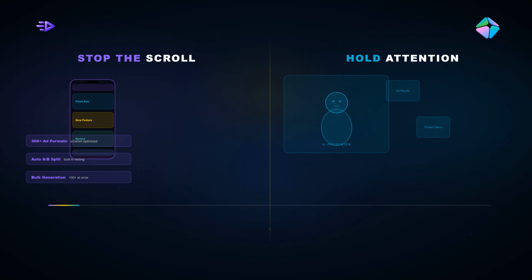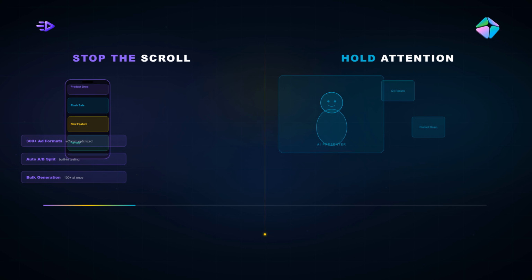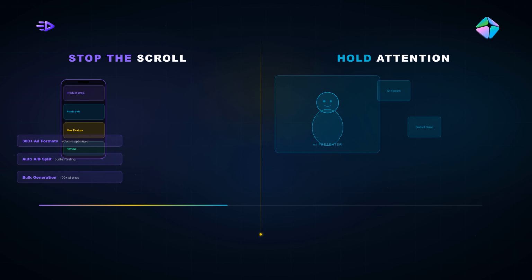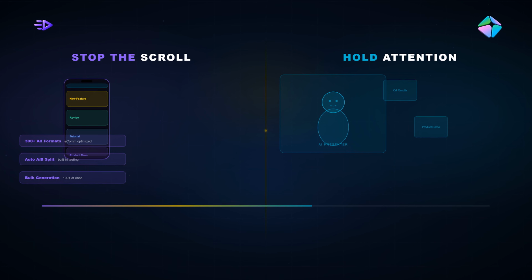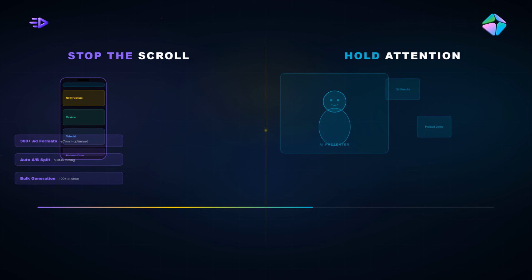A Creatify video is optimized to stop a scroll. It looks like a performance ad because that is exactly what it is. The HeyGen video is optimized to hold attention over a longer runtime. It looks like a professional explainer because that is what it was built to produce.